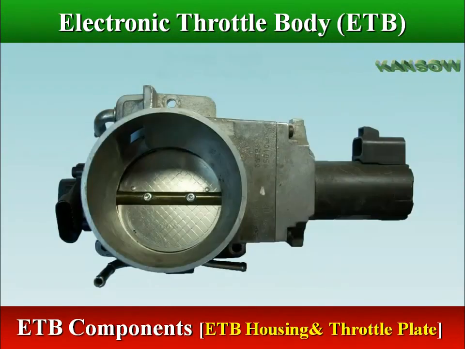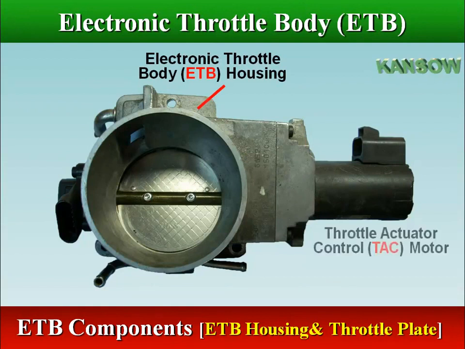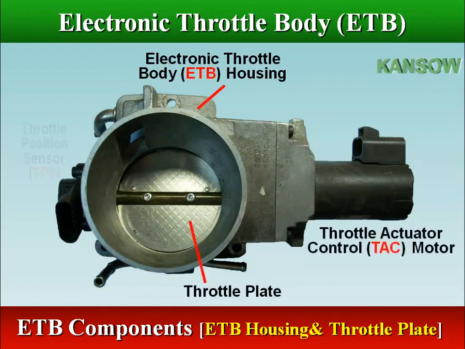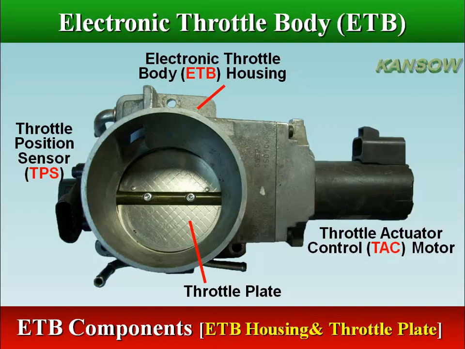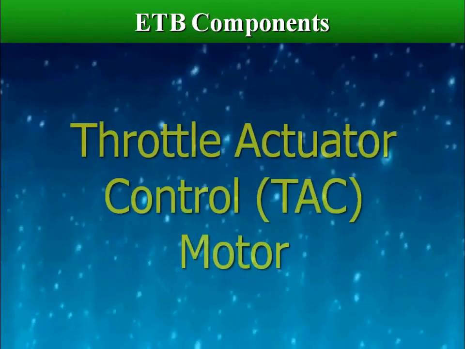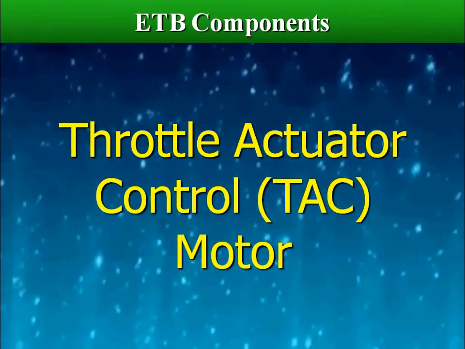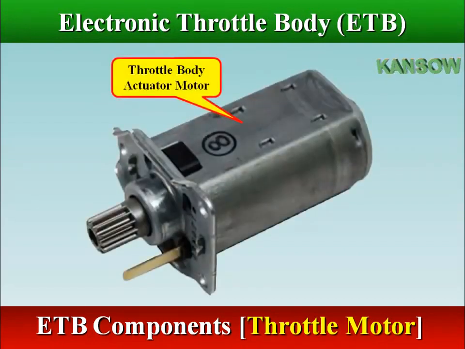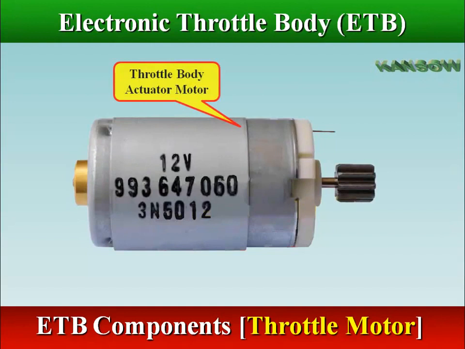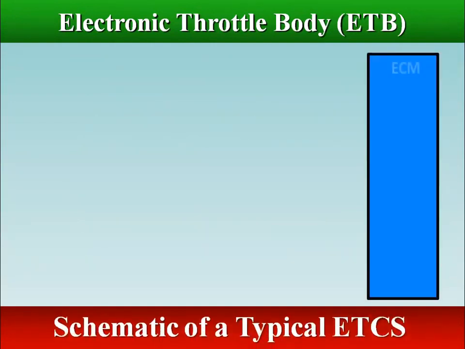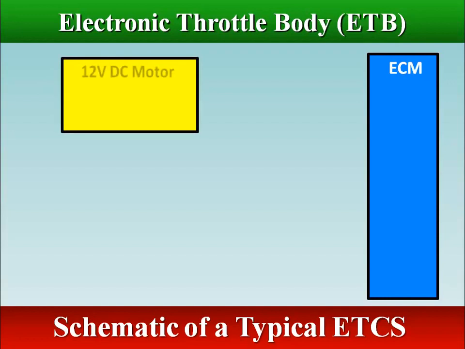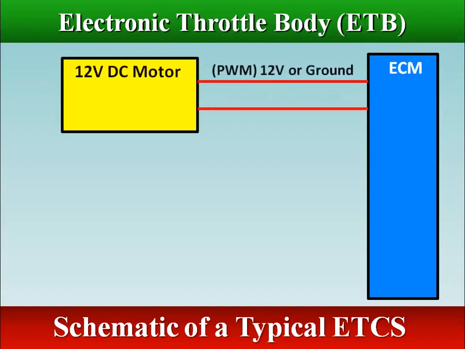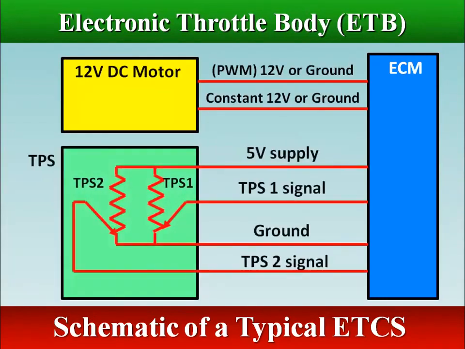The largest piece inside the throttle body is the throttle plate, which is a butterfly valve that regulates the airflow. The throttle body actuator motor is a 12-volt DC electric motor. Both power and ground are switched to change the direction of the motor.